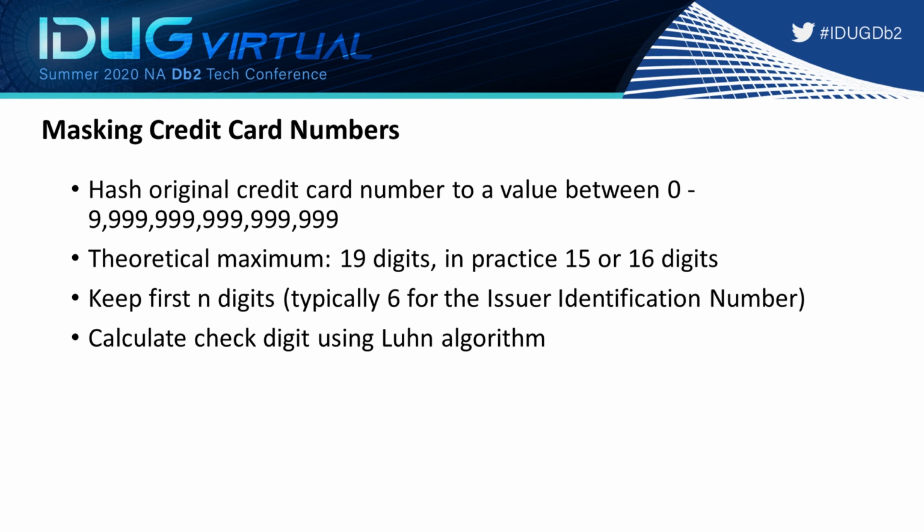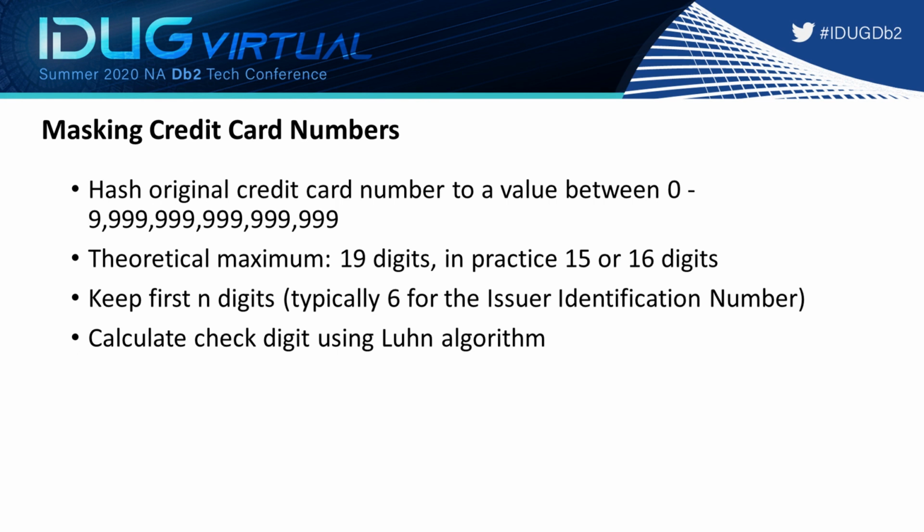The second thing to consider is that the first 6 digits of a credit card number are called the IIN, which stands for Issuer Identification Number. They identify the bank that issued the card, and they also tell us if it's a Visa card, a MasterCard, Discover card, or American Express. So we usually want to leave them as they are.